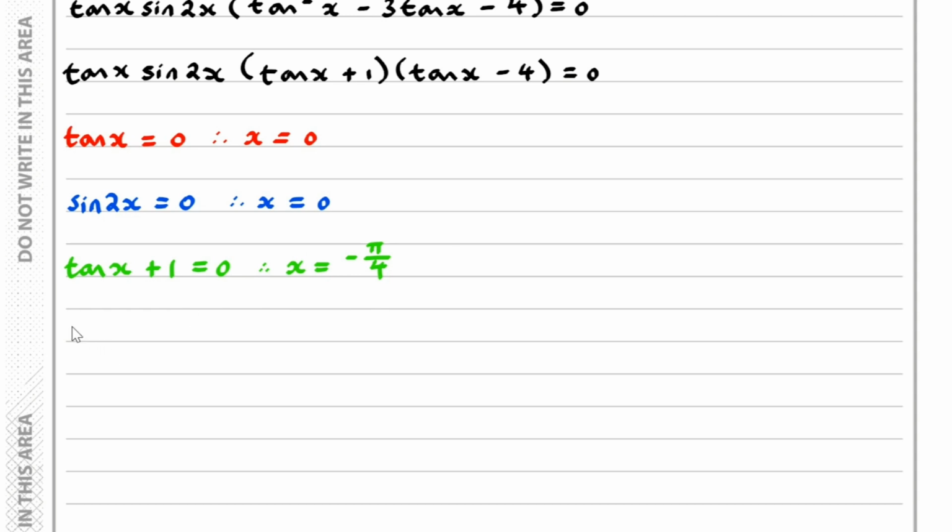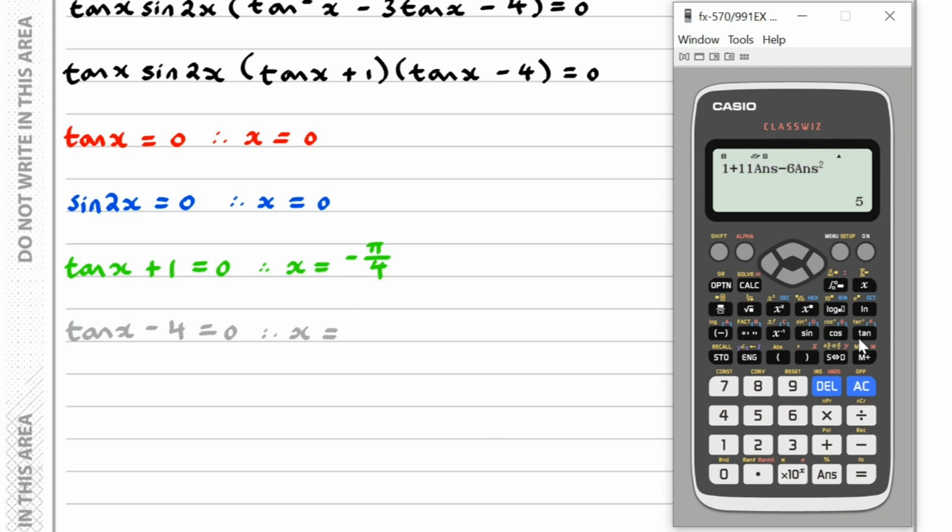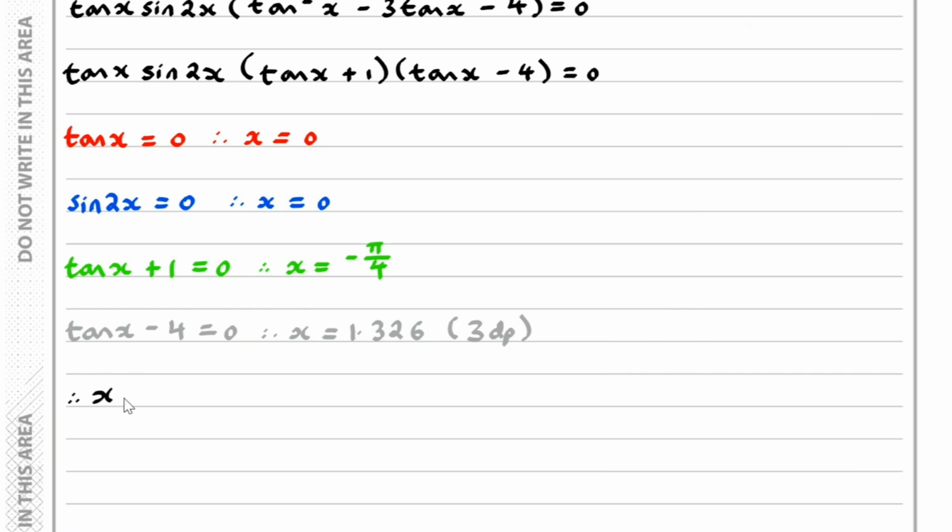And then if I've got tan x minus 4 equaling 0, that means x is equal to the inverse tangent of 4. Well, let's make sure we're in radians, which is 1.326 to 3 decimal places. So our solutions for x, we've got x equals minus pi over 4, 0, 1.326. That's to 3 decimal places.